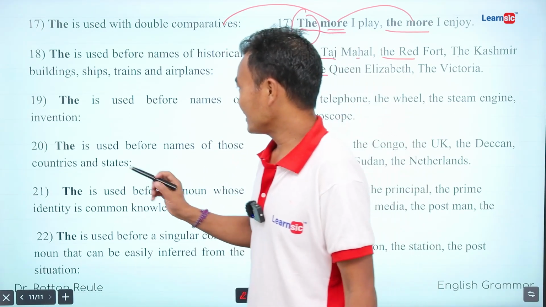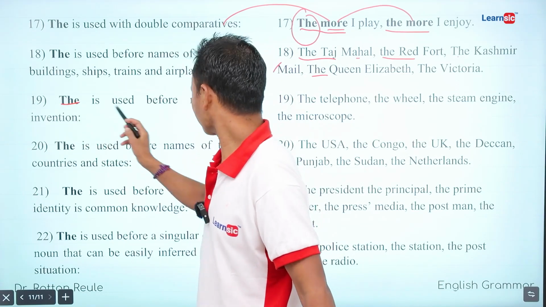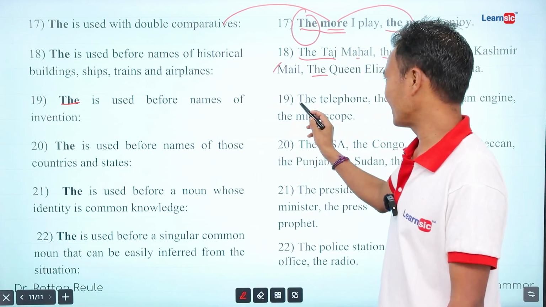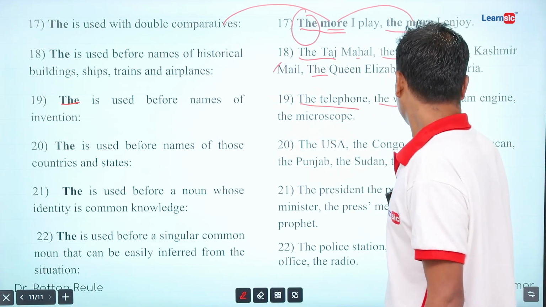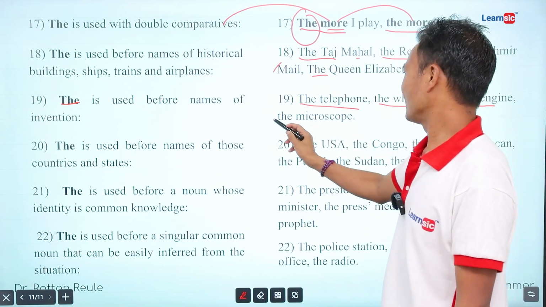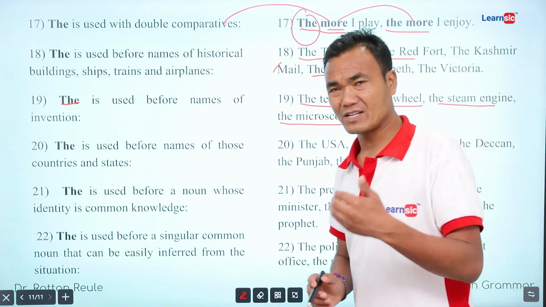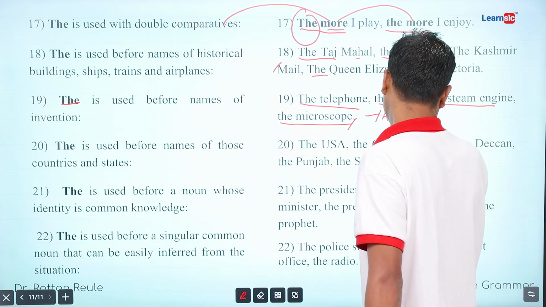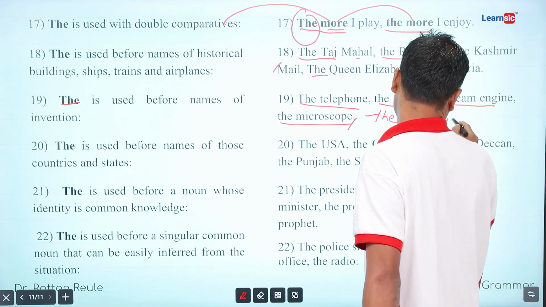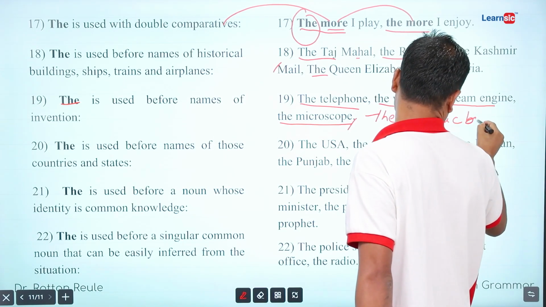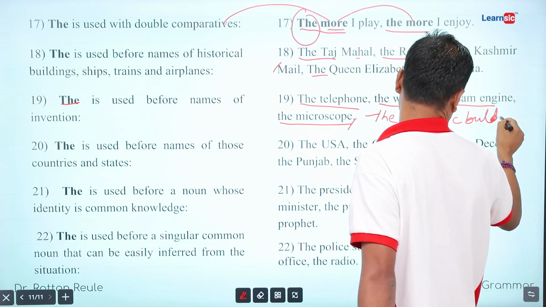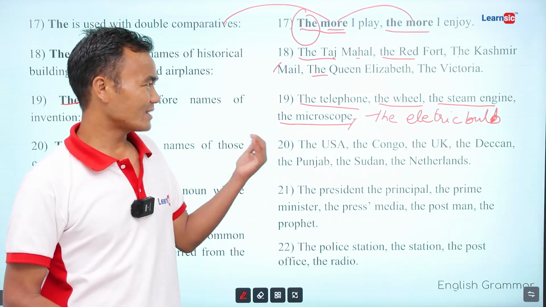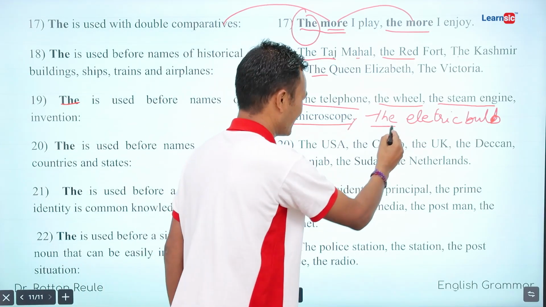"The" is used before the names of inventions. What is an invention? The telephone, the wheel, the steam engine, the microscope. These are inventions. The electric bulb by Thomas Alva Edison. So this is the case, and this is the reason.